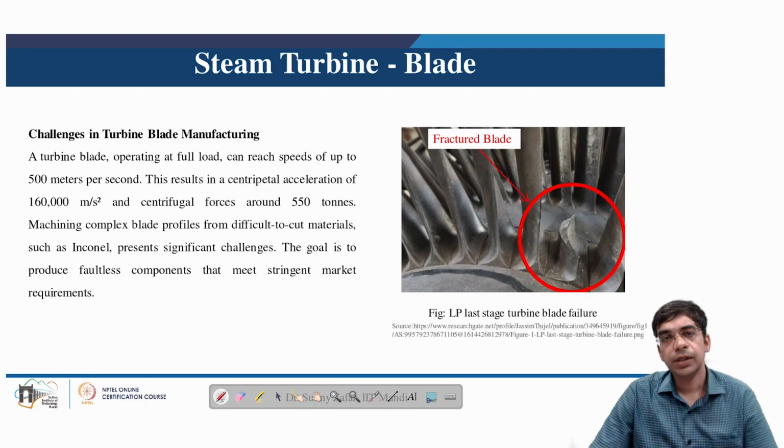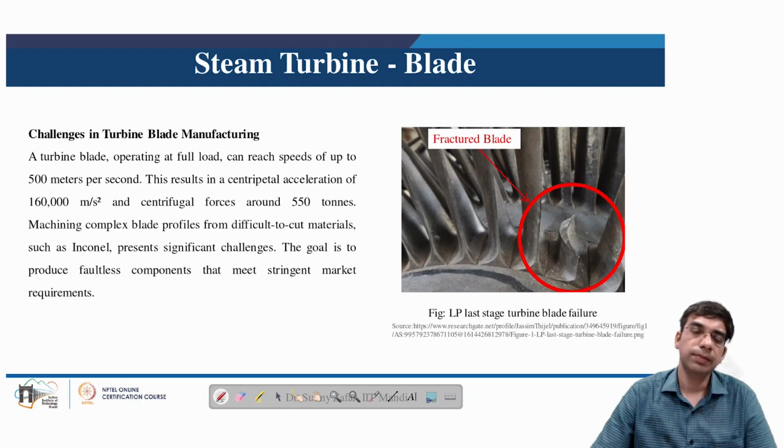Next important component in the steam turbine is the blade. There are several challenges in blade manufacturing or blade machining of steam turbines. Because a turbine blade operating at full load may reach very high speeds of the order of 500 meters per second. This results in a centripetal acceleration of the order of 160,000 meters per second squared and centrifugal forces of the order of 550 tons.